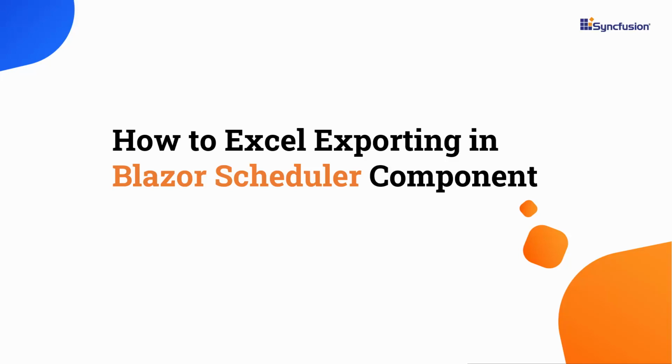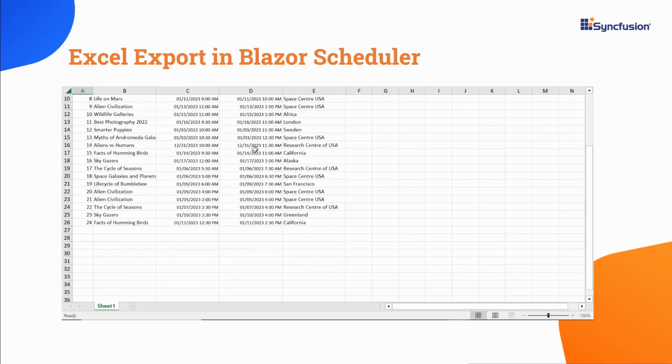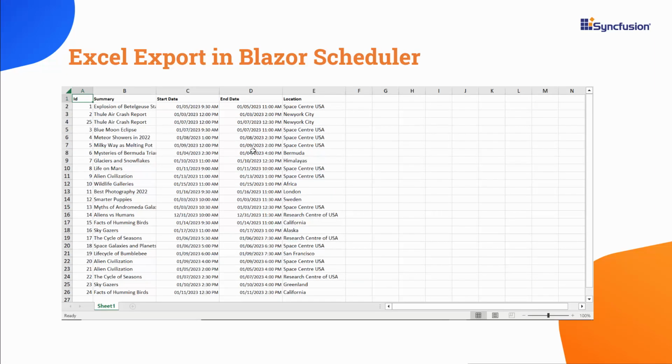Hi everyone, welcome back. In this tutorial, I will show you how to export appointments to Excel in the Blazor Scheduler component. The scheduler supports exporting all its appointments both to an Excel or ICS extension file. It offers different methods to export its appointments in an Excel or iCal format file.